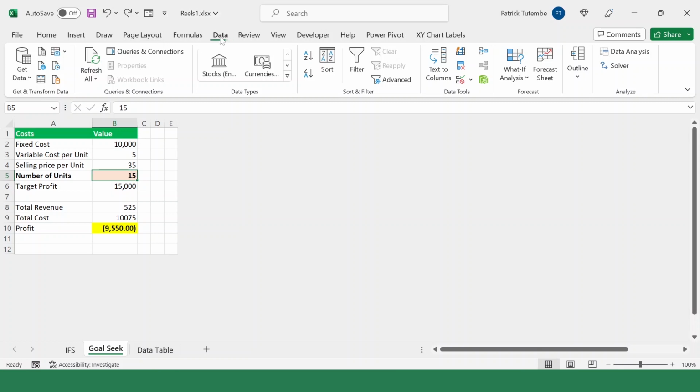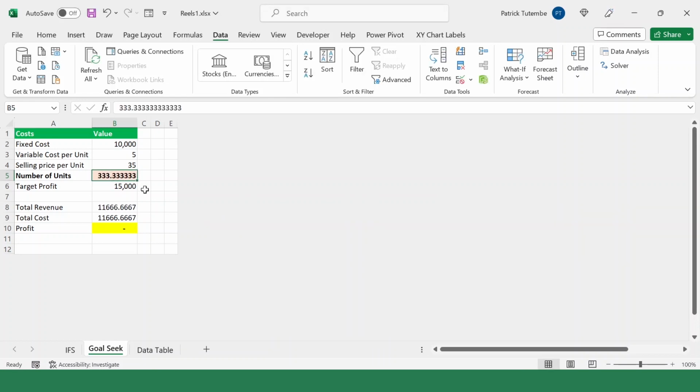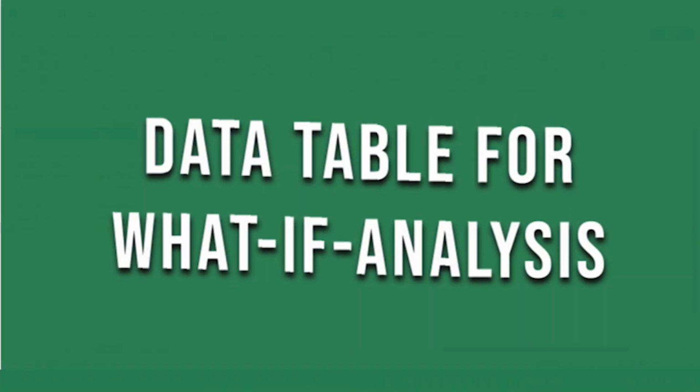Similarly, you go to the data tab, go to the what if analysis, click on the goal seek command, and we want to set our profitability, which is in B10, to a value of 0, and we want to do that by changing the number of units. And when you press OK, you find that at minimum the business person has to produce and sell 334 units for their profit to change into a positive profit. I hope you find this helpful.